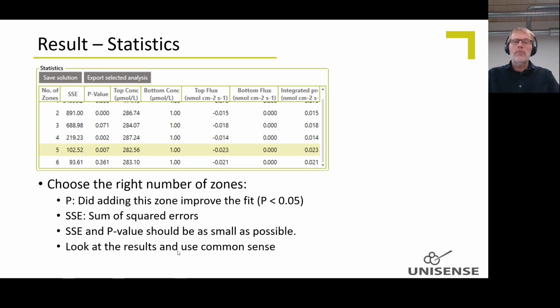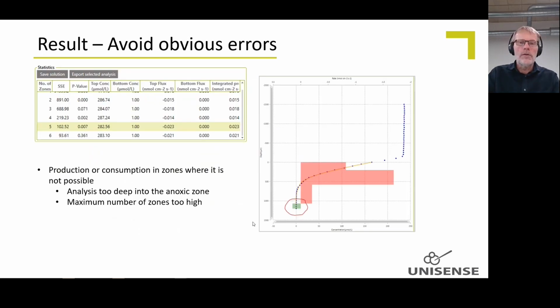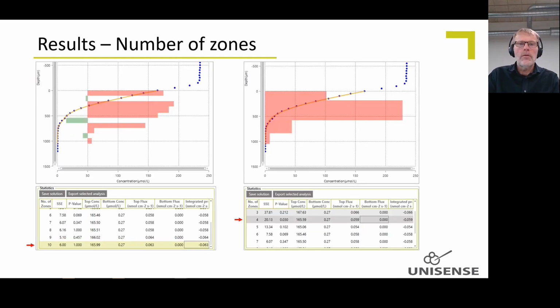And look at the results and see if it makes sense. There are obvious mistakes you can make. For example, if you let the profile run too deep into the segment where concentration is actually 0, but the software sort of gets the curvature in the wrong direction here, and that gives a production of oxygen at the bottom. That doesn't make sense. So there I would pull up, make the zone, pull the depth up, so only analyze to somewhere around here. Yeah, so you have to play around and see what makes sense.